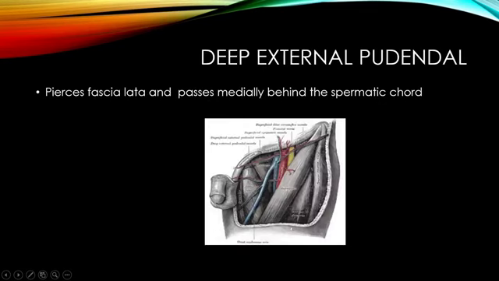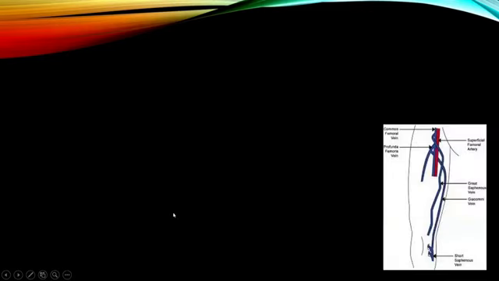Next, it is the time for discussion of the deep external pudendal artery. The deep external pudendal artery pierces the fascia lata and passes medially behind the spermatic cord. So here we can see the deep external pudendal vessel, which passes behind the spermatic cord medially. Next, let us discuss the femoral vein.